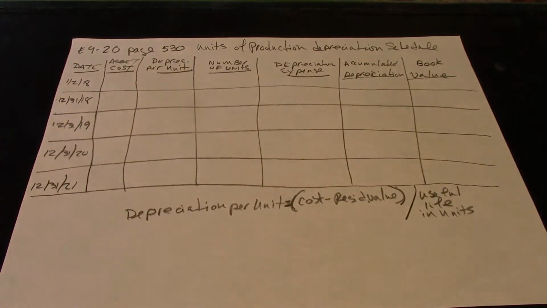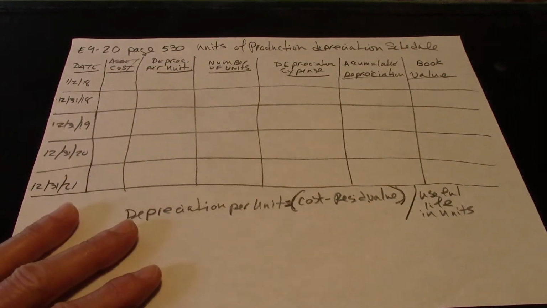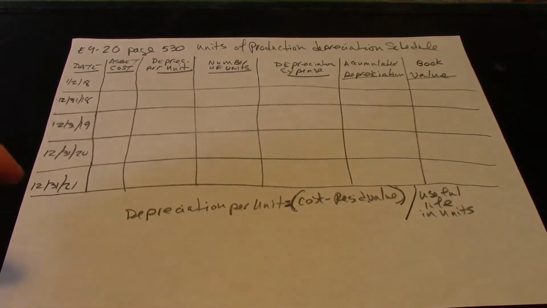So on a units of production, what we're doing is, as we use the machine, whether it's miles or hours or units, how many things we make, we use it up a little bit each time we use it. So it might be a more realistic way to do the depreciation. In this case, we're using hours. But it could be something like a truck where you're using miles, right?